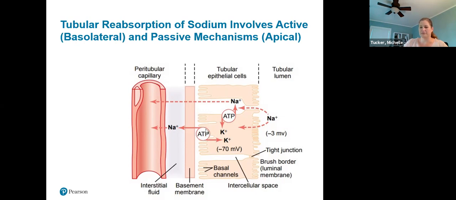So we have primary active transport, and then we're going to get to secondary active transport as well. Now we've created a concentration gradient where we have high sodium in the filtrate, and it is going to move to this low sodium that we've created using primary transport.